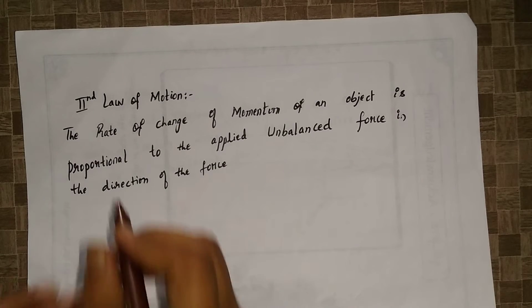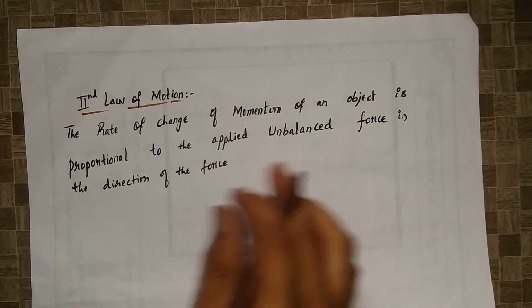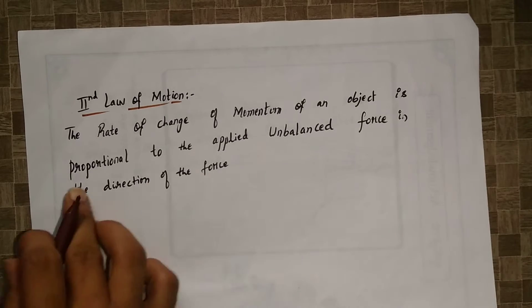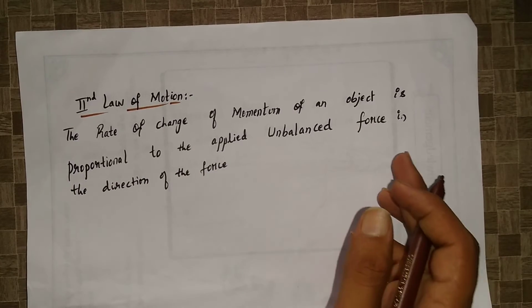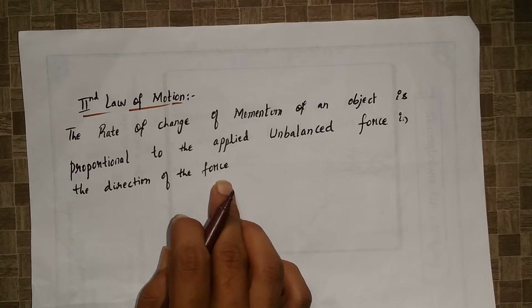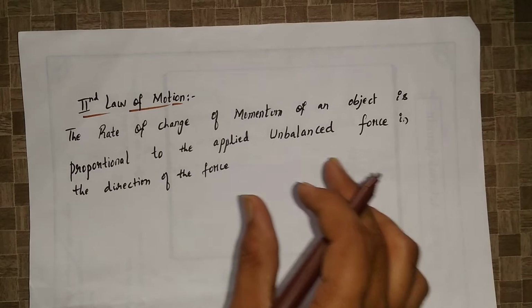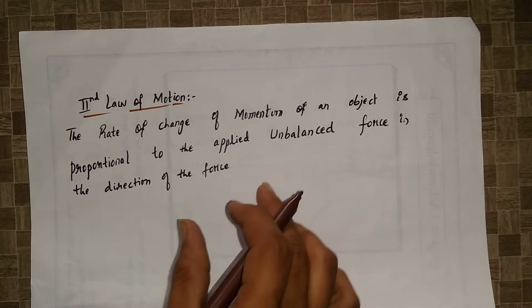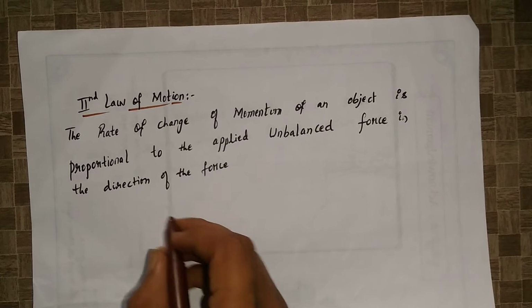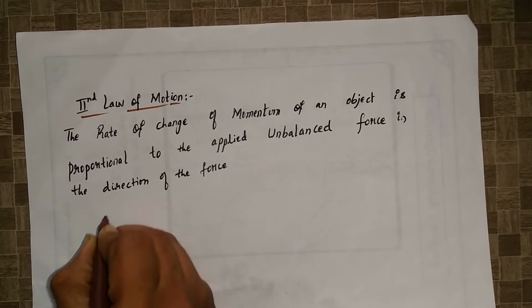And Newton's second law of motion is: the rate of change of momentum of an object is proportional to the applied unbalanced force in the direction of the force. Momentum means the product of mass and velocity.